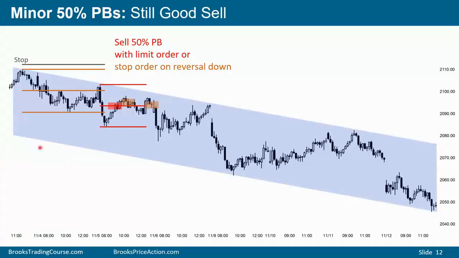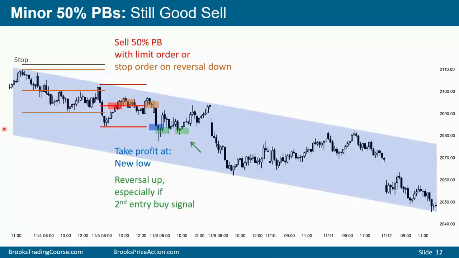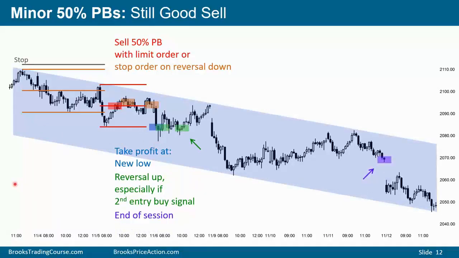Many traders prefer to enter with stop orders, so they'll enter below the prior bar on a reversal down, especially if it has a bear body, like here or here. And then take partial or full profits at the prior low. Or on a reversal up, here or here. Or at the end of the session.